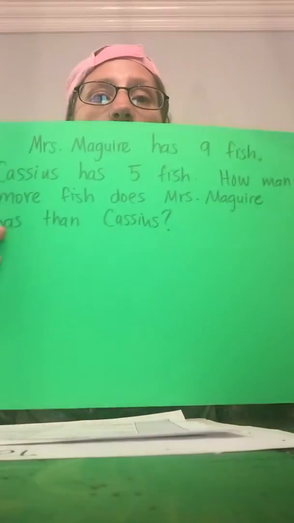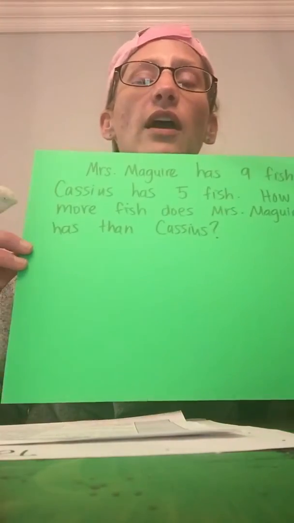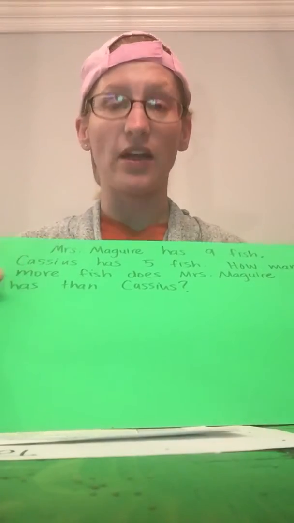Let's go ahead. One last thing we're gonna do is, it says Miss McGuire has 9 fish. Cassius has 5 fish. How many more fish does Miss McGuire have than Cassius? So we're gonna try to solve this really quick. So when you do problem solving, I'm just gonna set it up here because that's probably not gonna work today. But we have problem solving.